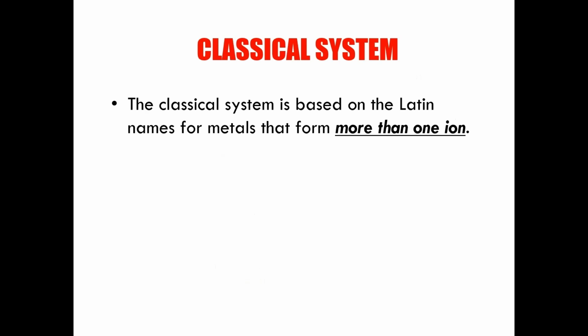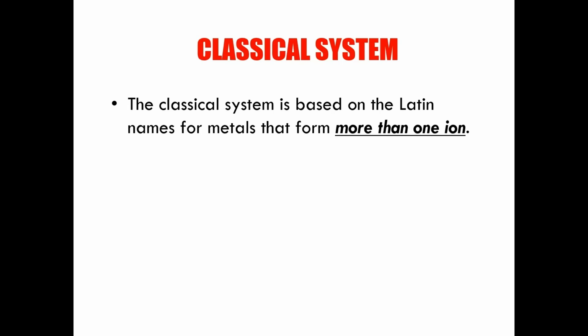The classical system is based on the Latin name for metals that form more than one ion. Now bear in mind, before English became the dominant language on Earth, Latin was the language that most people spoke. And so, of course, during the formative years of discovery in science, Latin was used to name many of the elements that we now know on the periodic table. Some of them have been translated into a more common tongue, or an English word, but the Latin names still stand for some, and the symbols are remnants of the use of this Latin name.